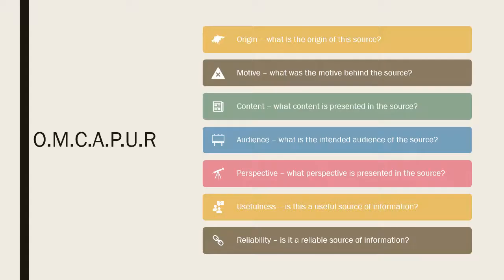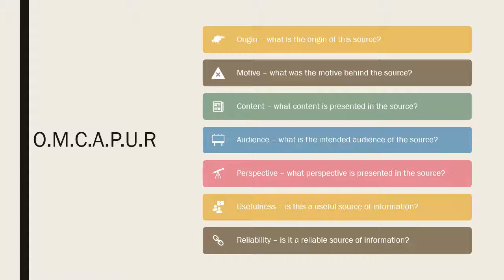All right, moving on. There's two different frameworks that I will discuss with you guys to analyze posters. The first one is OMCAPR, which is, if we go through it, origin. What is the origin of the source? What is the motive of the source? Motive behind the source, why was it created? The content in the source. So as we looked at the poster, the content included a soldier on top of a leopard. The audience, who is the intended audience of the source. So the source that we were looking at before, the intended audience was young men who need to enlist.